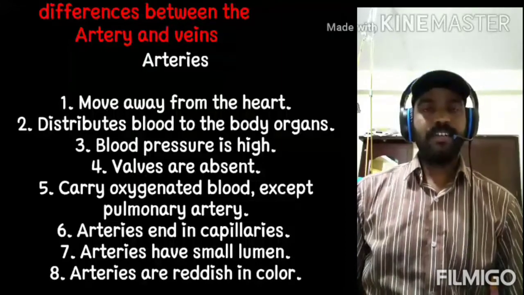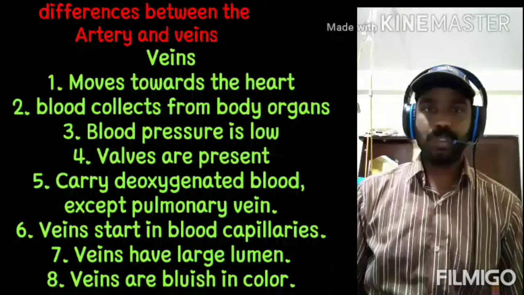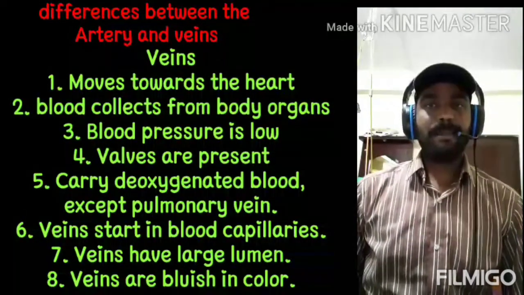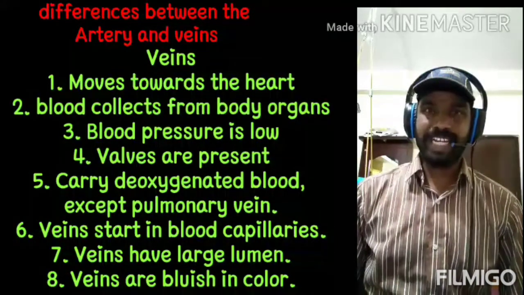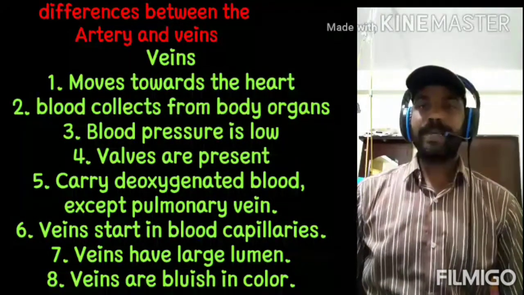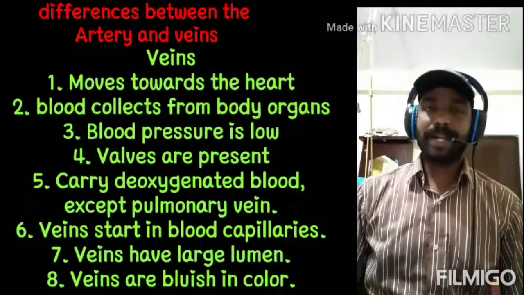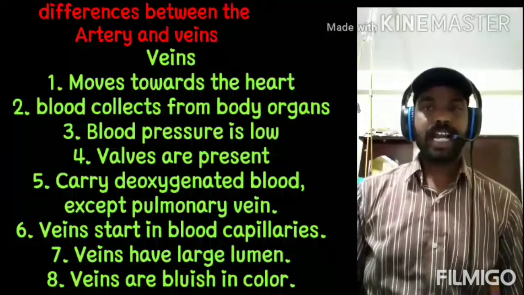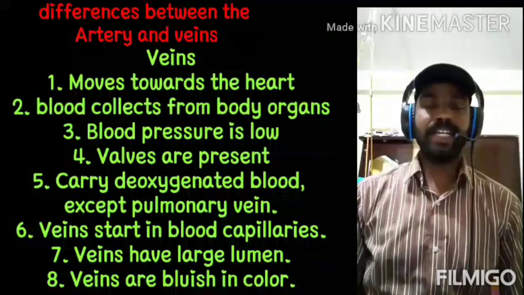Next, veins. Veins carry deoxygenated blood from the body parts towards the heart. They collect blood from the body organs. Blood pressure is very low in veins when compared with the arteries. Also, valves are present in veins. There are no valves in the arteries. Veins carry deoxygenated blood except the pulmonary vein.